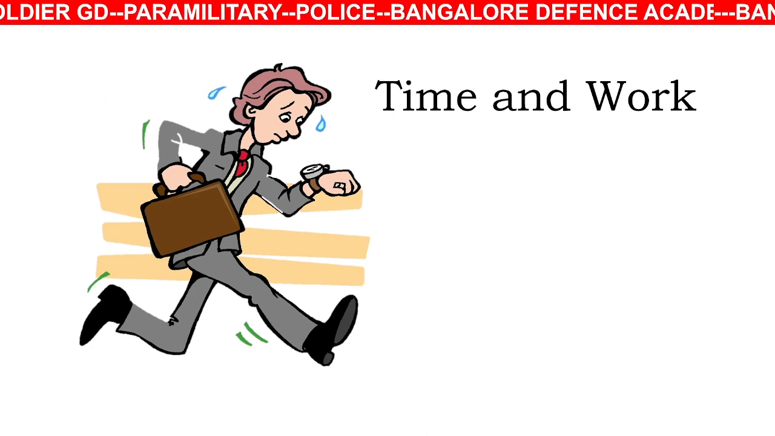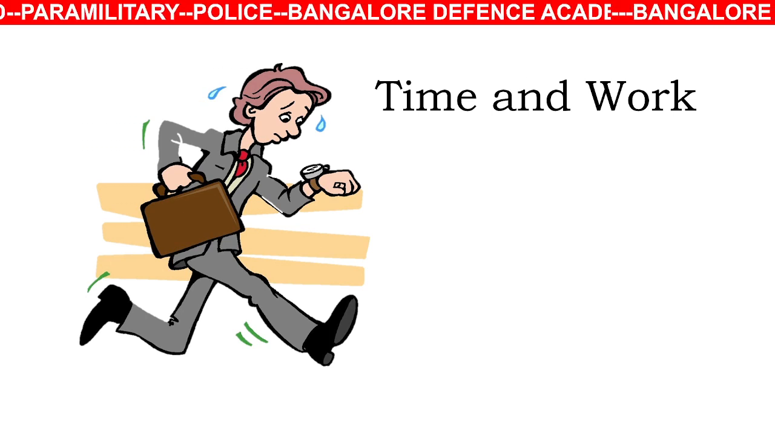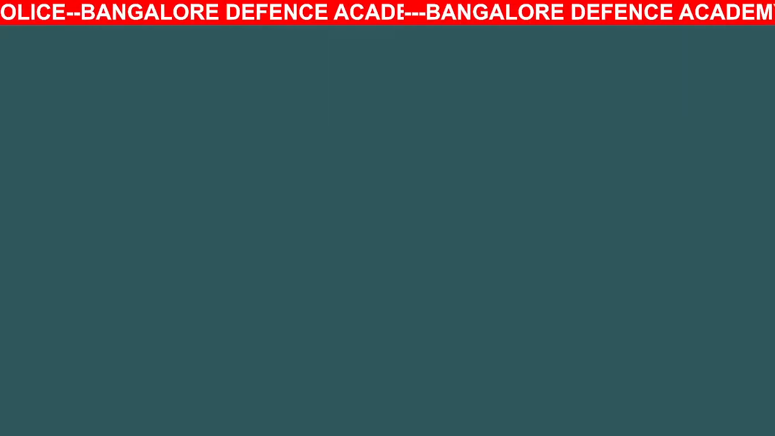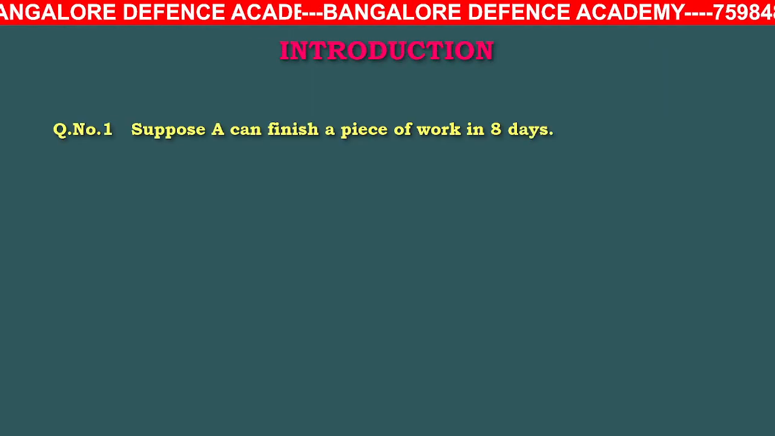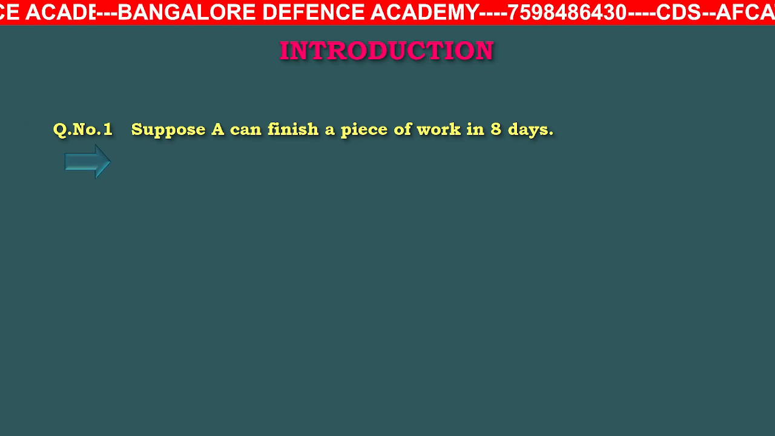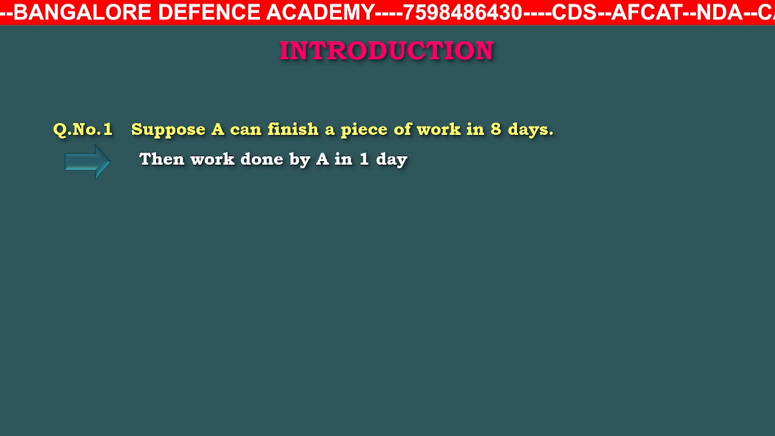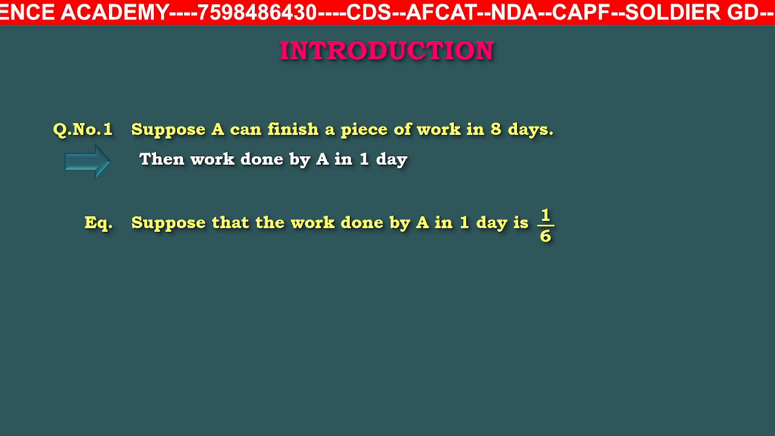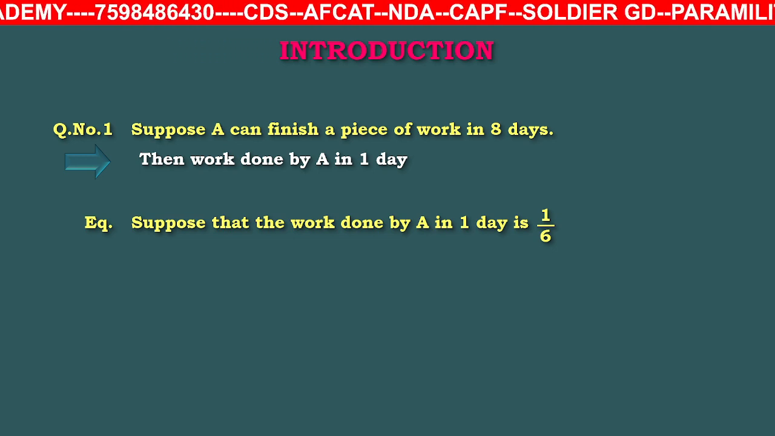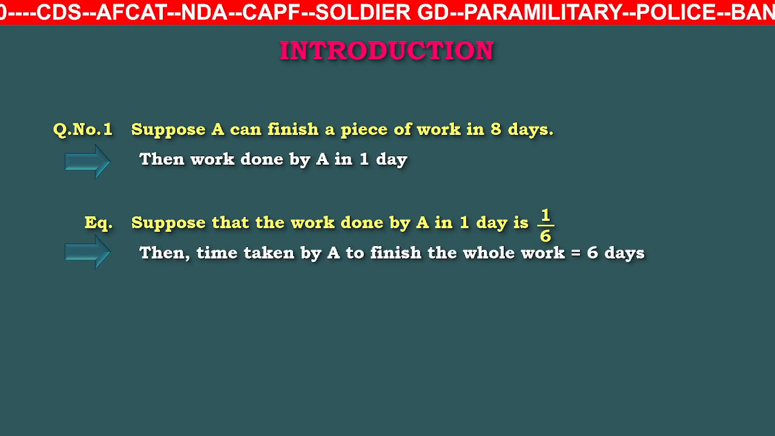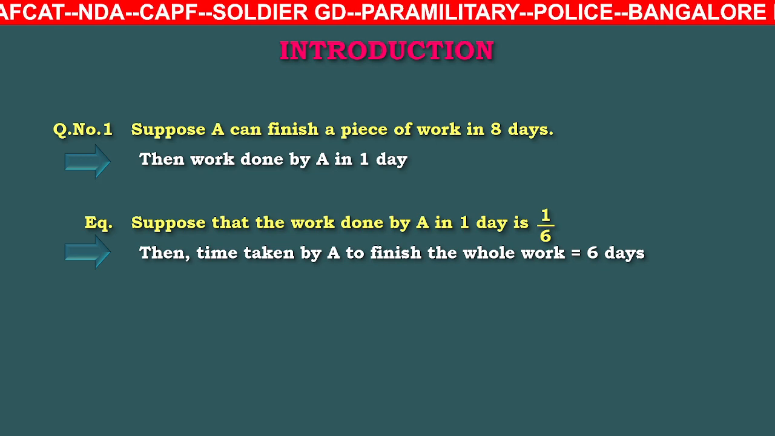If the fundamentals are strong, let us now try to use this basic idea in solving some applications like time and work. Now look at this. Suppose A can finish a piece of work in 8 days. So in one day, A will do 1 by 8 of the work. Suppose that the work done by A in one day is 1 by 6. Then the time taken by A to finish the whole work is 6 days. You have to take the reciprocals.